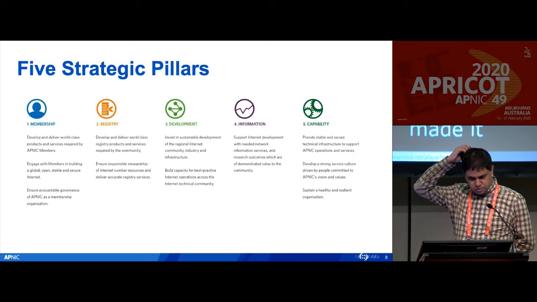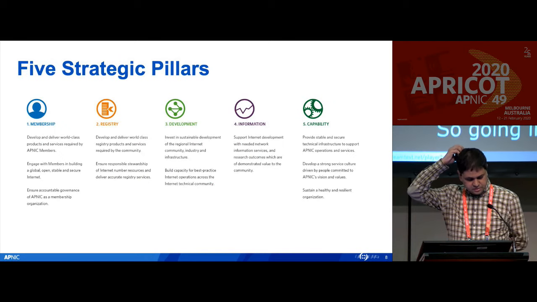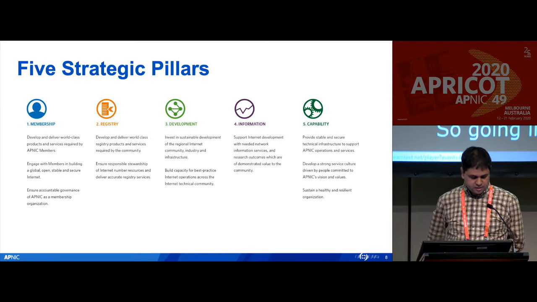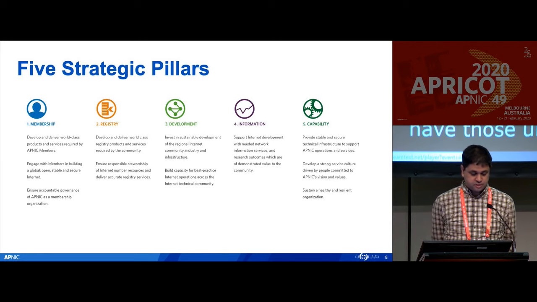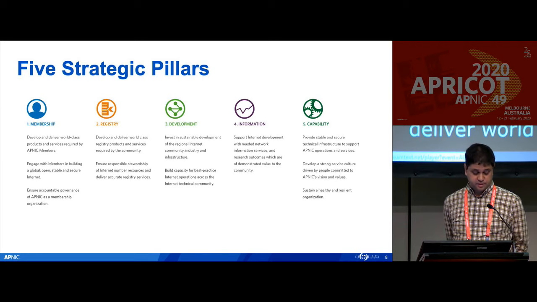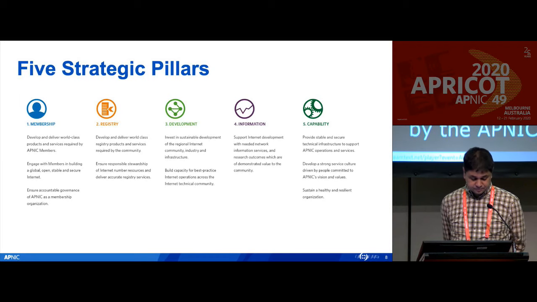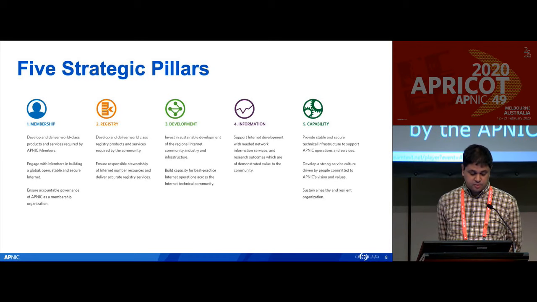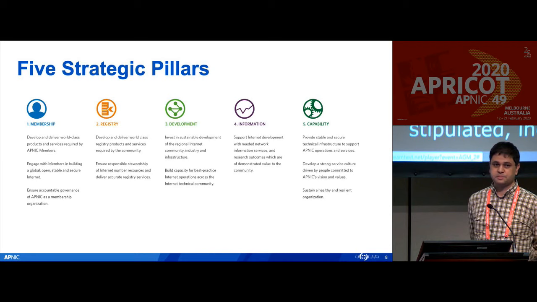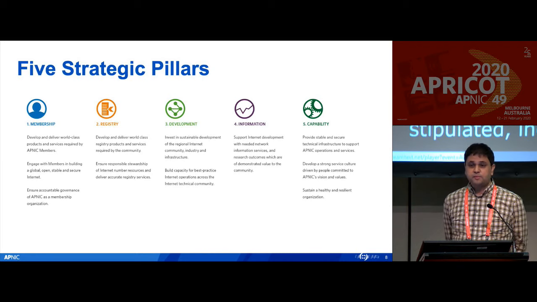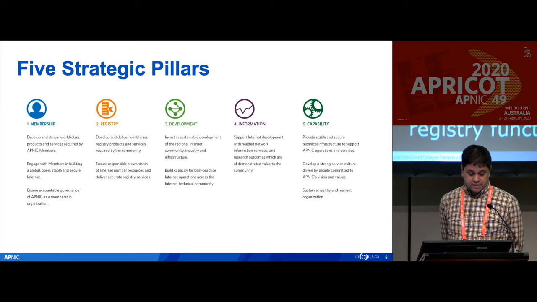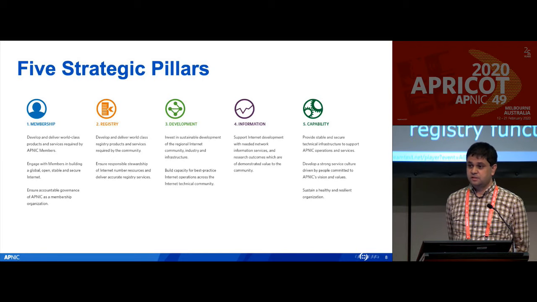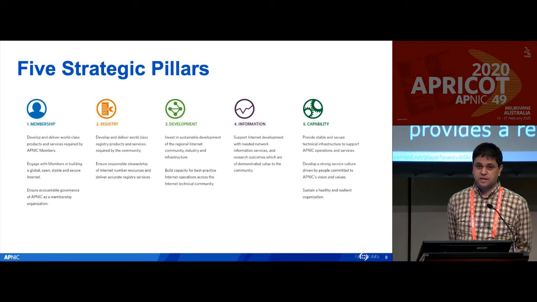So going into more detail, under membership we have the high-level goals: develop and deliver world-class products and services required by the APNIC members, and everything membership-related, including accountable governance of APNIC as a membership organization. Then we have the registry function. That is what an RIR does, provides a registry of internet numbers in our region.